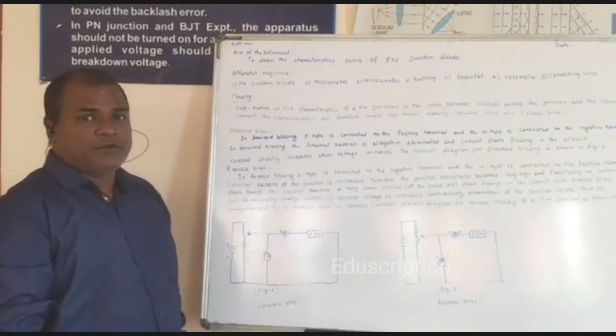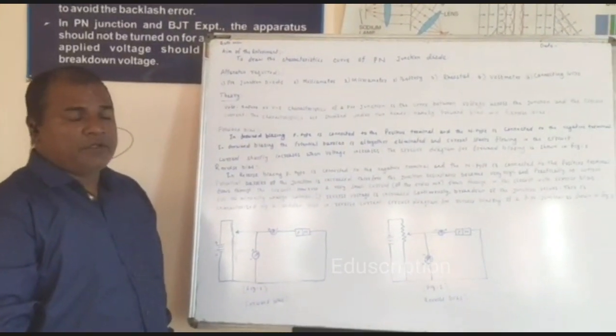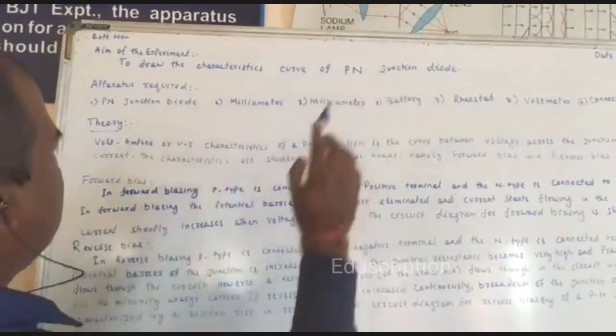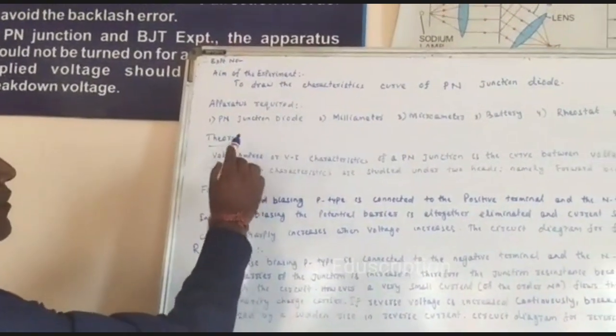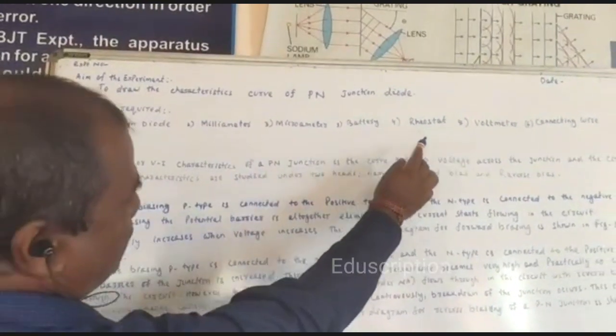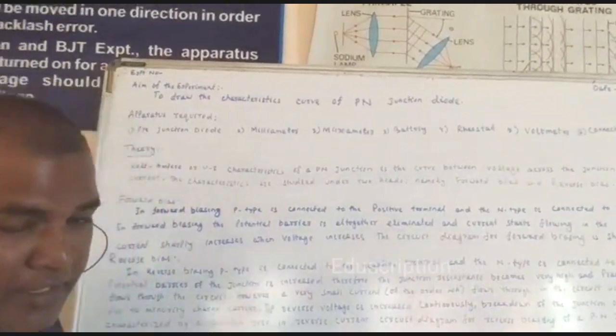Today we will discuss the fifth experiment of your physics lab. The aim of the experiment is to draw the characteristic curve of a PN junction diode. The apparatus required: PN junction diode, milliammeter, microammeter, battery, rheostat, voltmeter and connecting wires.